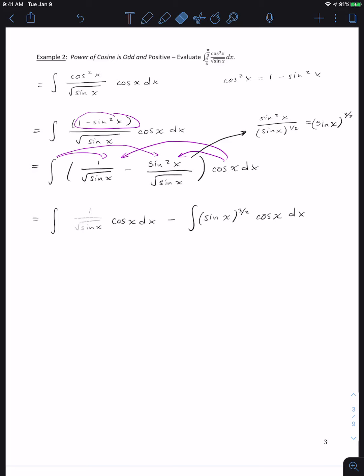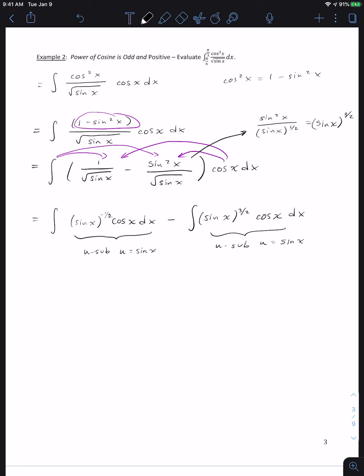And I'm actually even going to do better here. Instead of writing that as 1 over the square root, 1 over the square root is negative 1/2, so this is sine x to the negative 1/2 power. The only reason I'm writing it this way is that now it's very apparent that I'm going to do a u substitution with u equals sine x in both of these.